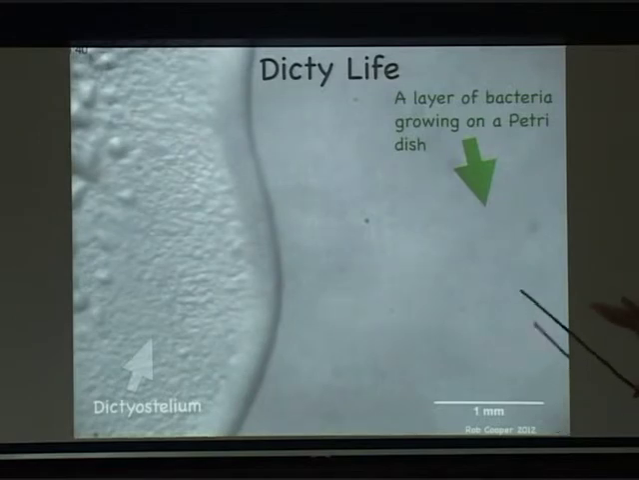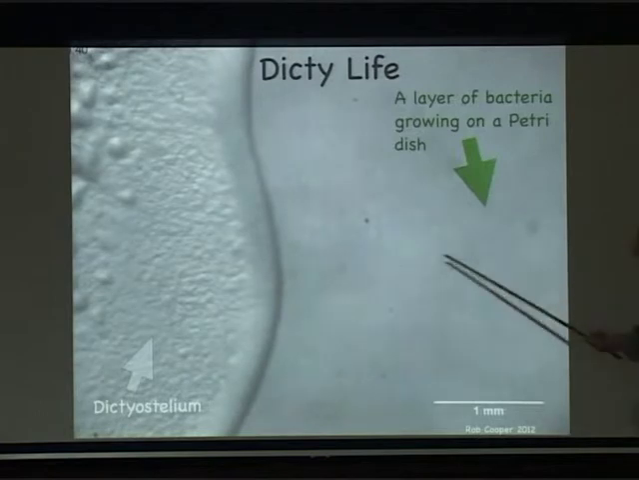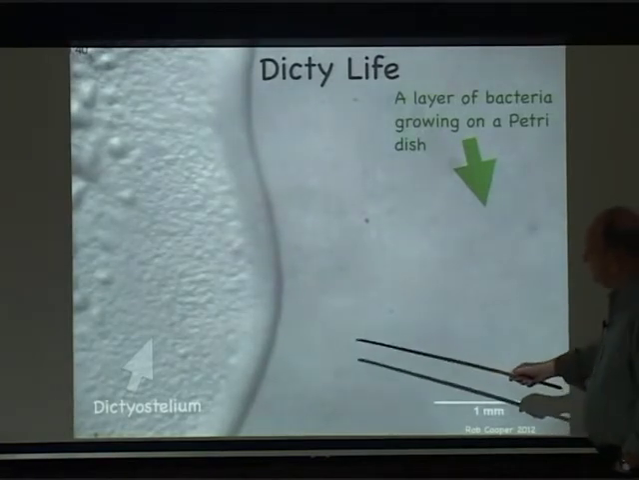Rob just put this Petri dish under a dissecting scope with a camera. And so there's a layer of E. coli here. It's quite thick. It's pretty rich medium, maybe 0.5 millimeter thick.